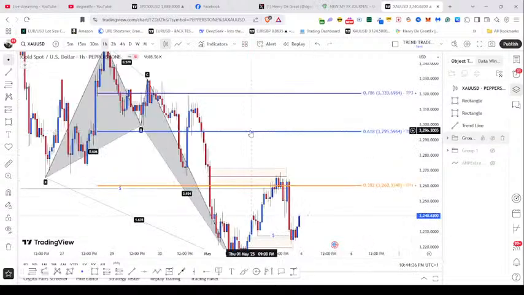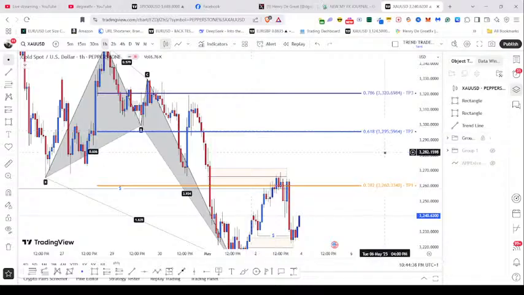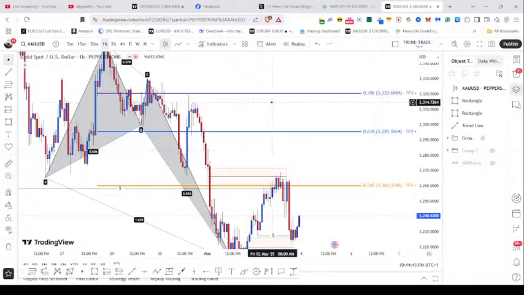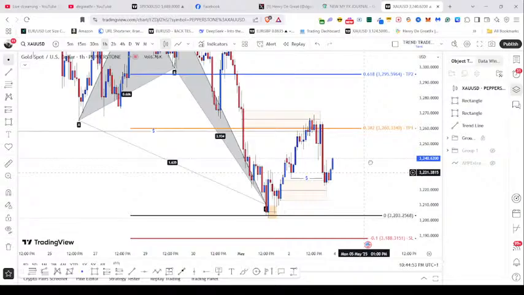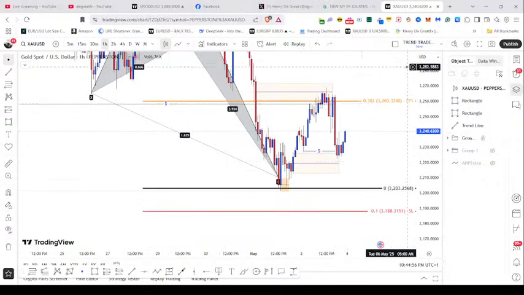So final target is at 0.618, which is around 3295.5964. Final target as well can be around 3320 dollars. Okay, 0.6984 of gold. So everything looks great for this setup on gold, right? So for BTC, let me switch this guy off.